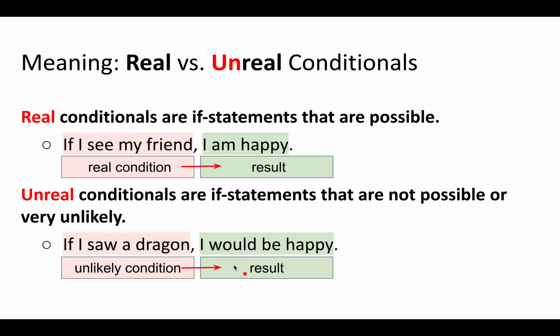Okay? So, to summarize, real conditionals are if statements that are possible, such as if I see my friend, the real condition, and they have a result, I am happy. Unreal conditionals are if statements that are not possible or very unlikely. If I saw a dragon, that's an unlikely condition. Dragons are not real, but it has a result, I would be happy.